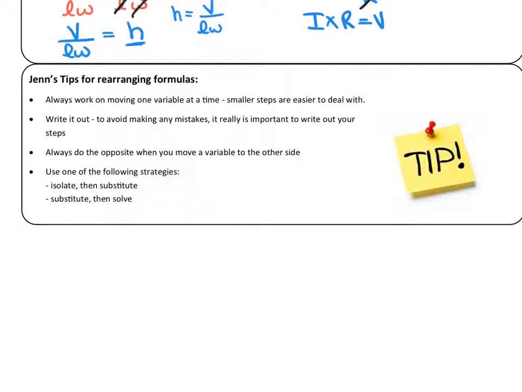Always do the opposite when you move a variable to the other side. So if it's addition on the one side and you're moving it to the other, subtract it on the other side. If it's multiplication, divide it to move it over. And use one of the following strategies. Isolate, then substitute, or substitute, then solve. I'm going to show you how that works in the very next example.